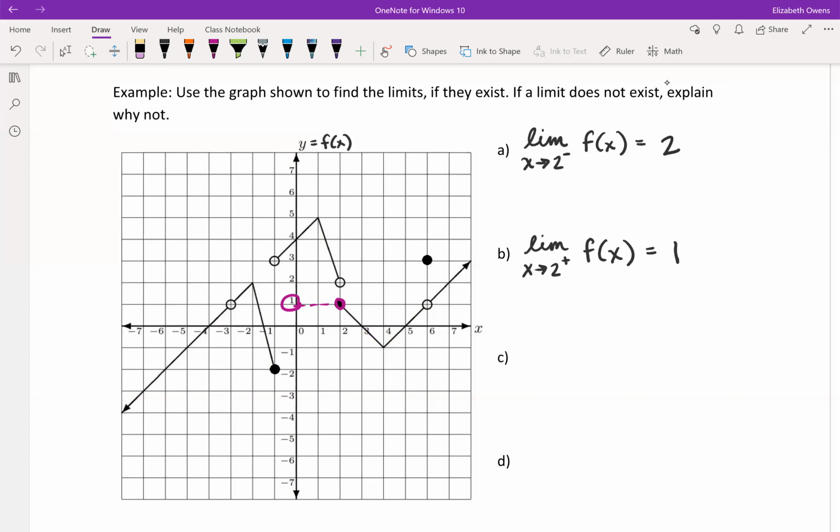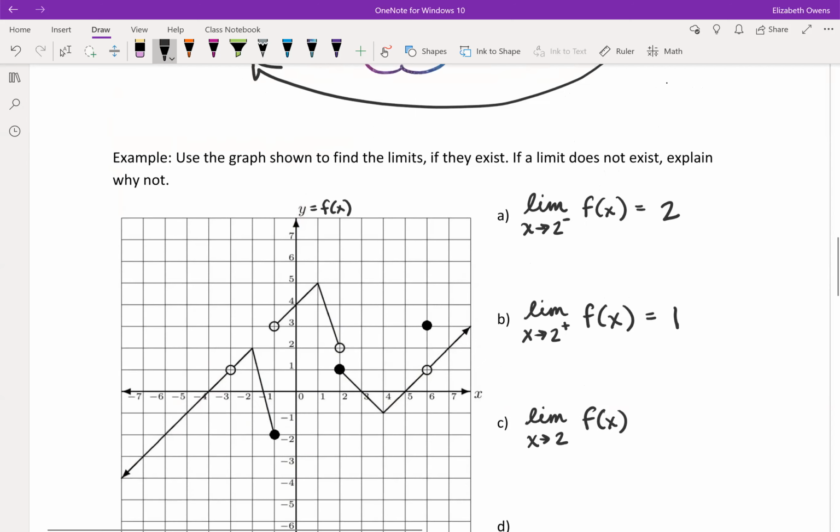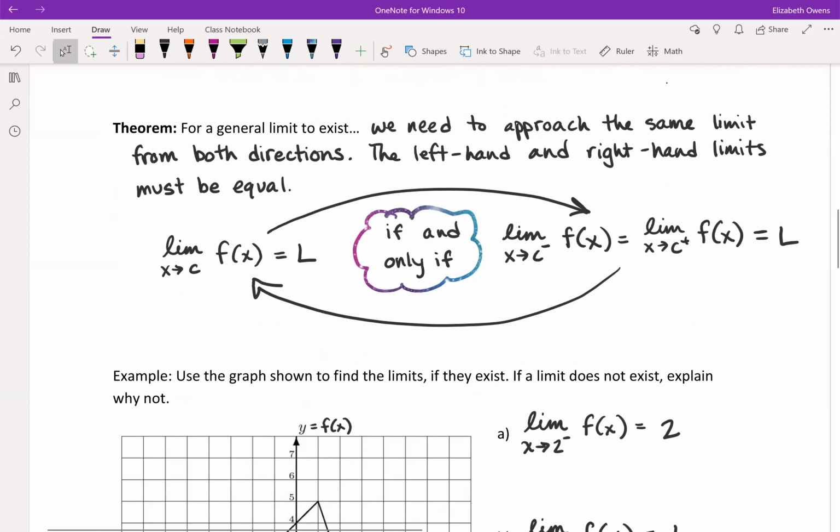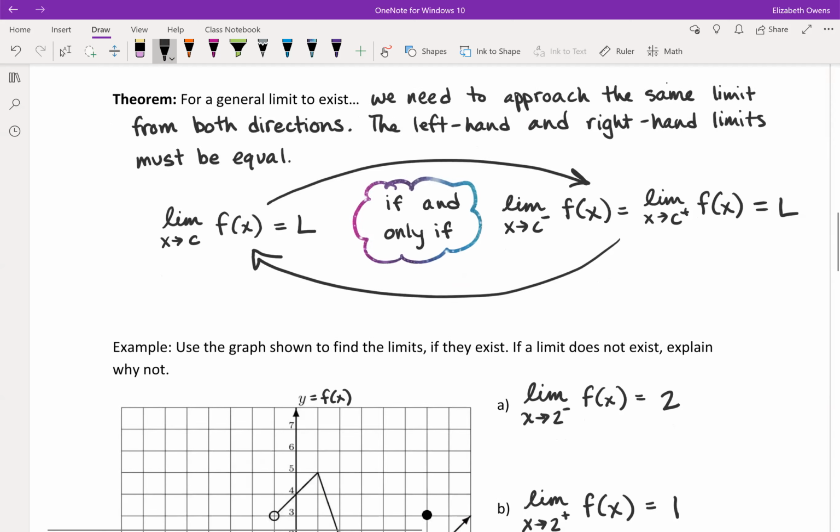Now, let's think a little more general here. The limit as x approaches 2 overall. So not a one-sided limit, not right hand or left hand, just the limit as x approaches 2 of f of x. So think for a second. You might think back to our previous video or a couple videos. For a general limit to exist, remember our theorem, we need to approach the same limit from both directions. So our left and right hand limits must be equal.